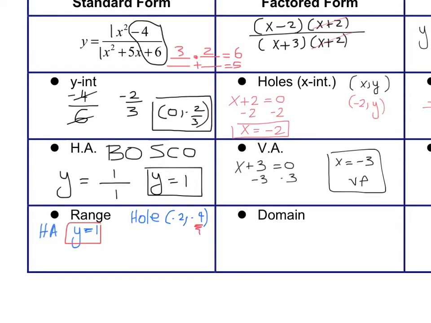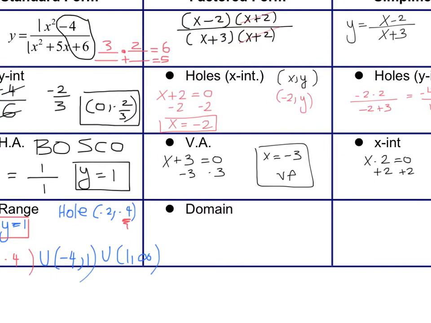Then my range is going to be from negative infinity to negative 4, and it's going to skip that. And then again from negative 4 to 1. And then from 1 to infinity. So basically it's everything from negative infinity to infinity except negative 4 and 1. So I have to split my range at these points.